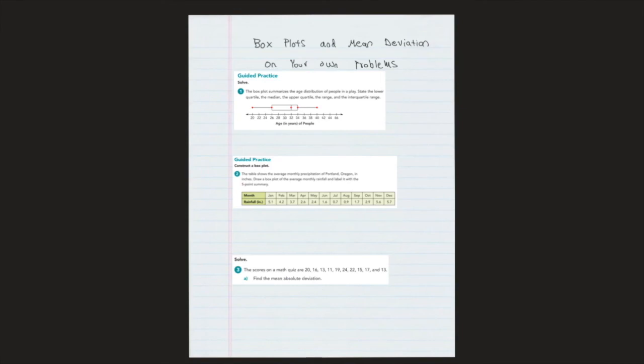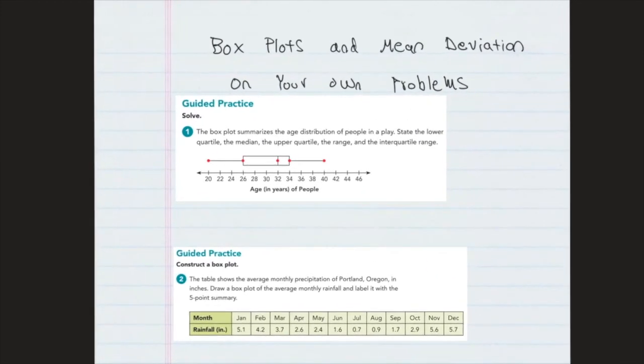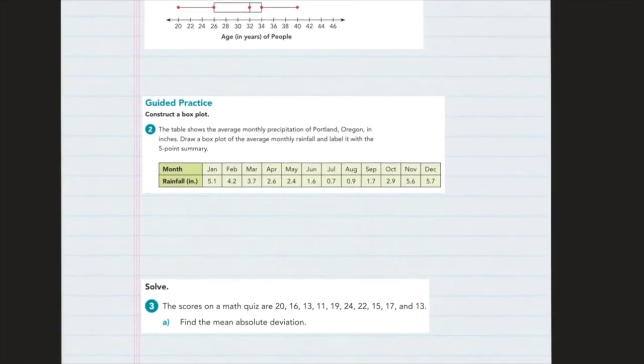Finally, I want you to do these 3 problems on your own and have your teacher check them. For the first one, you're just stating what the 5 points are in the box plot, along with the interquartile range. Number 2, you're going to be constructing the box plot, just like we did in example 2. And then the third one is finding the mean absolute deviation for the scores on this math quiz. Once you finish these problems, have your teacher check them, and you can move on to the practice.